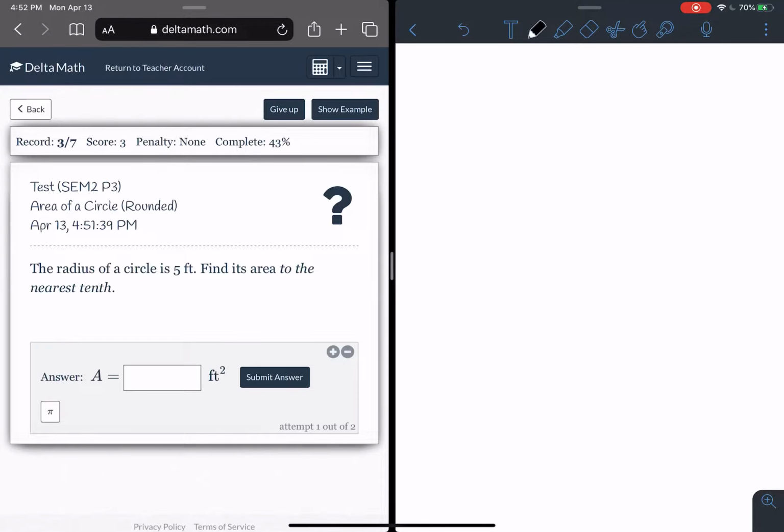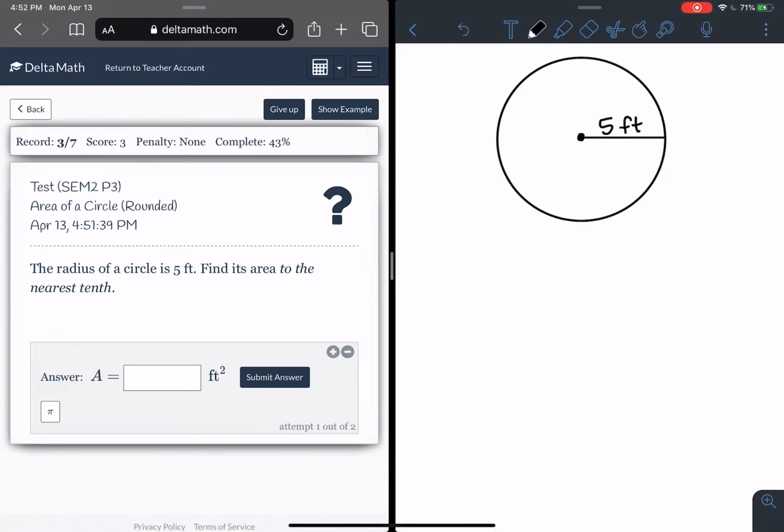Okay, so for a problem like this, imagine you're in a pool, a very circular pool, maybe a jacuzzi. Okay, and you're standing at the very center of that circle, and to reach the very edge, it's going to take you 5 feet. So that means that that distance right there is going to be 5 feet long. This is the distance that we use when we solve for area of a circle. You always want to get to that radius, okay?